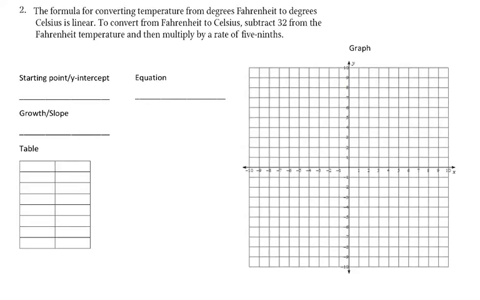Let's take a look at the second one now. The formula for converting temperature from degrees Fahrenheit to degrees Celsius is linear. To convert from Fahrenheit to Celsius, subtract 32 from the Fahrenheit temperature and then multiply by a rate of 5/9.